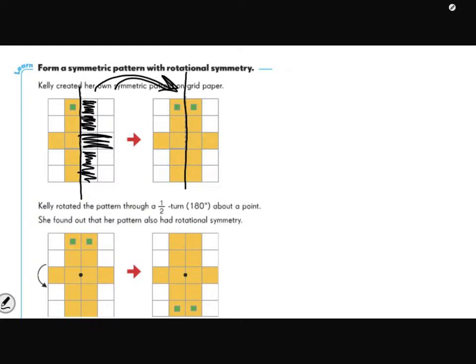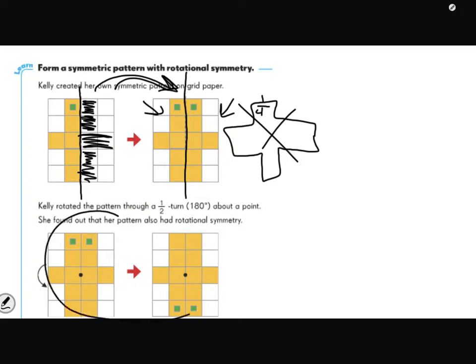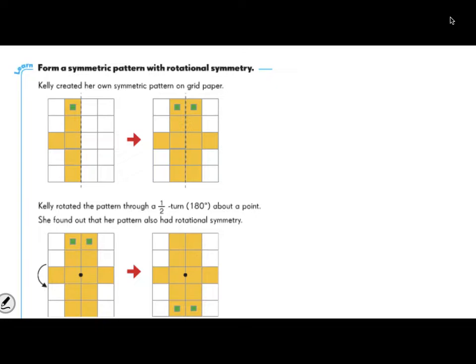If I cut it down this line, this side matches this side, and it also has rotational symmetry, because if we turn it 180 degrees... if I turned it a quarter, the shape would look like that. That is not the same. If I turned it 180 degrees, it would look like this right here, and you can see the two green dots showing that a quarter turn would have been over here. And it does have rotational symmetry, and it also has that one line of symmetry going down the middle.